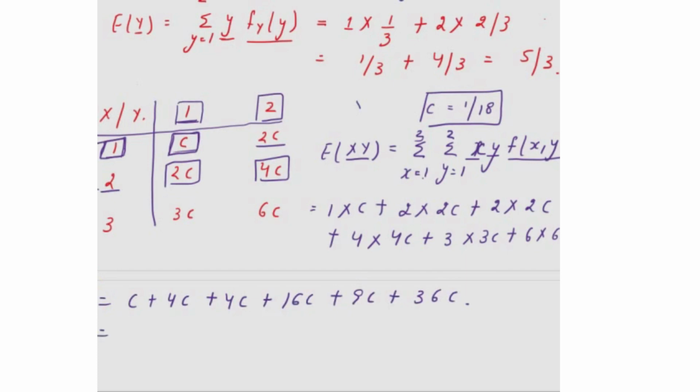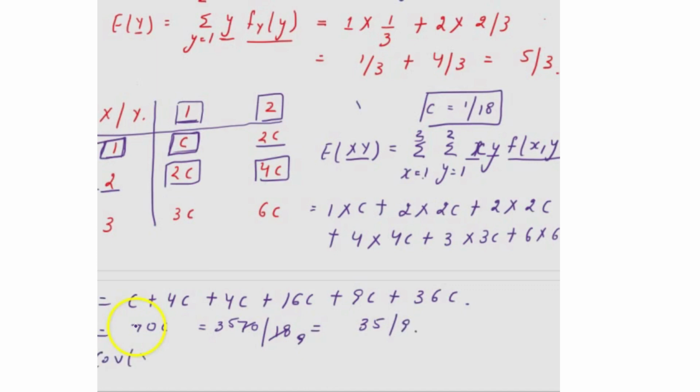So when we add these, it is equal to 70c, and then substitute the value of c, which is 70 by 18. So now this is 9 and this is 35. So this becomes 35 by 9. It is the expected value of xy.